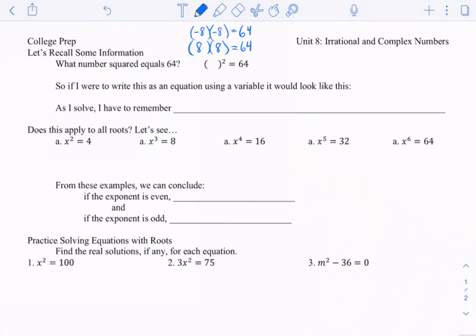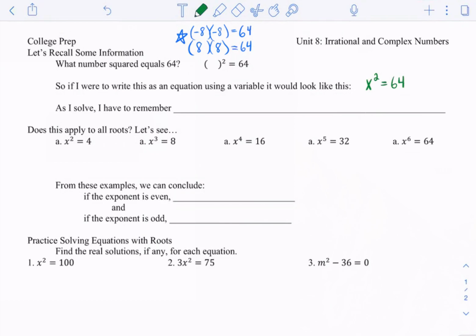So this is very important that you really remember this, that when you are squaring a number, a positive times a positive is a positive, and a negative times a negative is a positive. So if I were to write this, look at this next part. If I were to write this equation using a variable, so instead of a blank here, I use a variable, it would look something like this. x squared equals 64. Where I would have to solve for x.